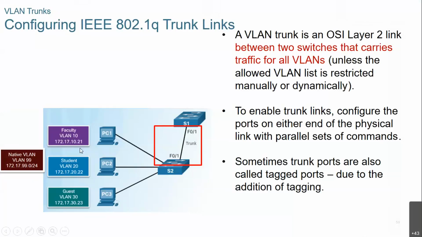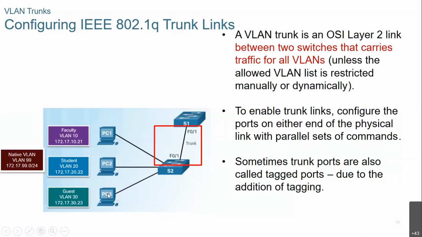So to enable trunk links, you configure the ports on either end of the physical link with parallel sets of commands. So this end and this end, you configure the same. Meaning, if this one here has native VLAN 99, this one also must have native VLAN 99. If this one is talking about VLAN 10, 20, and 30, don't call them some other VLANs on this side if it corresponds to the same group.